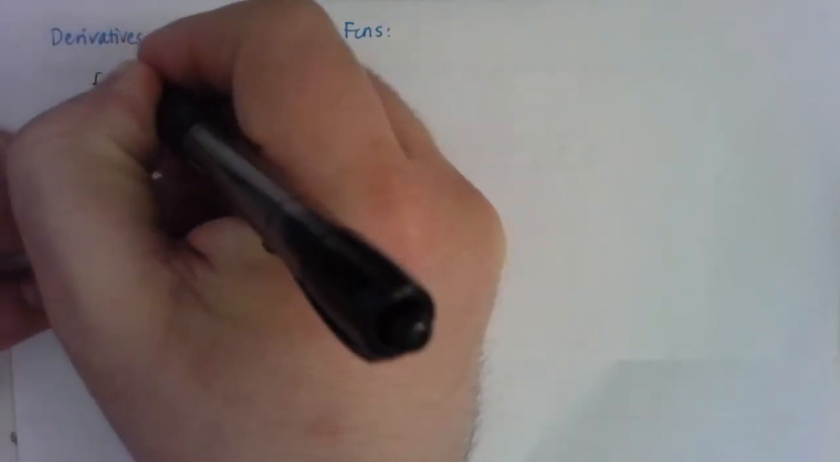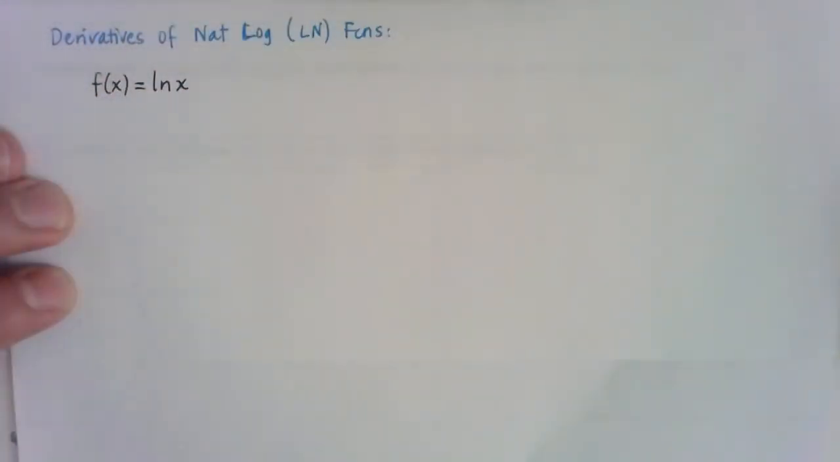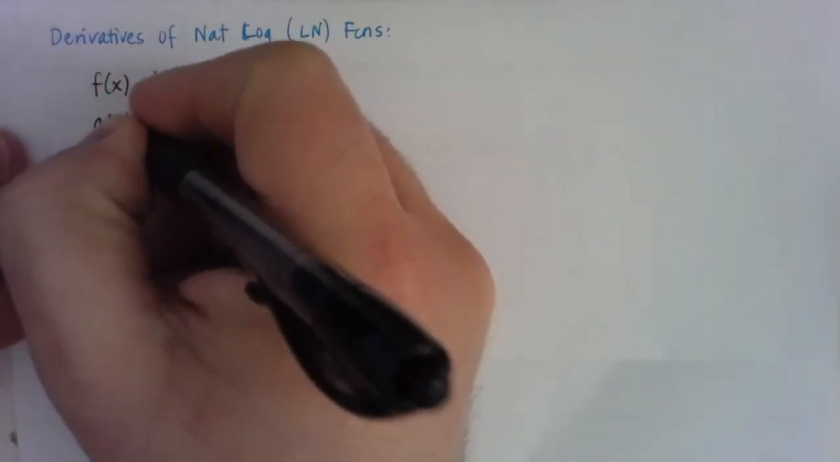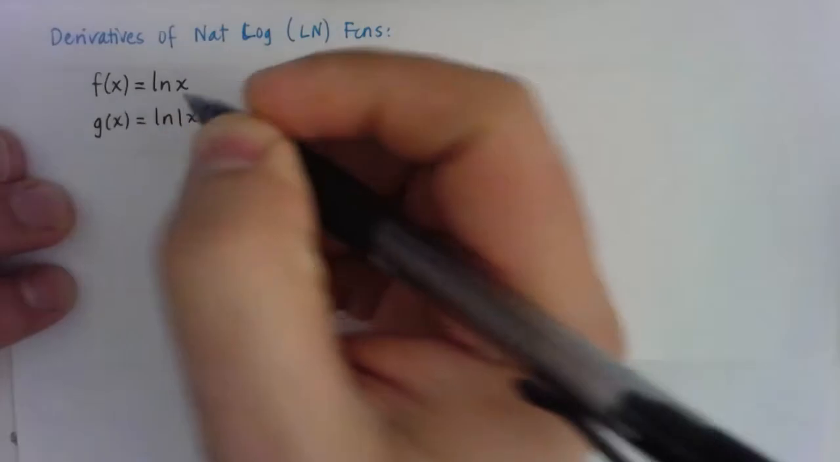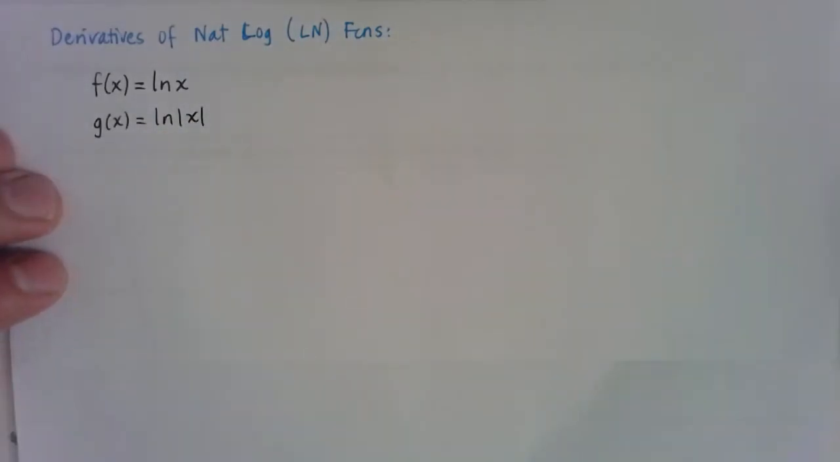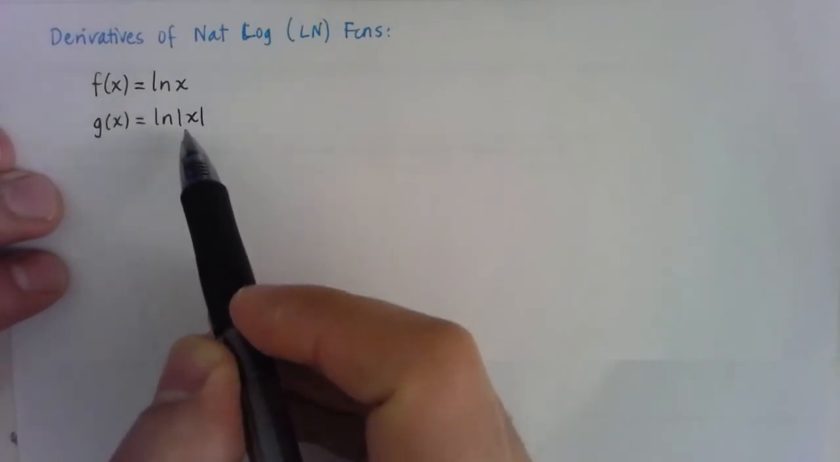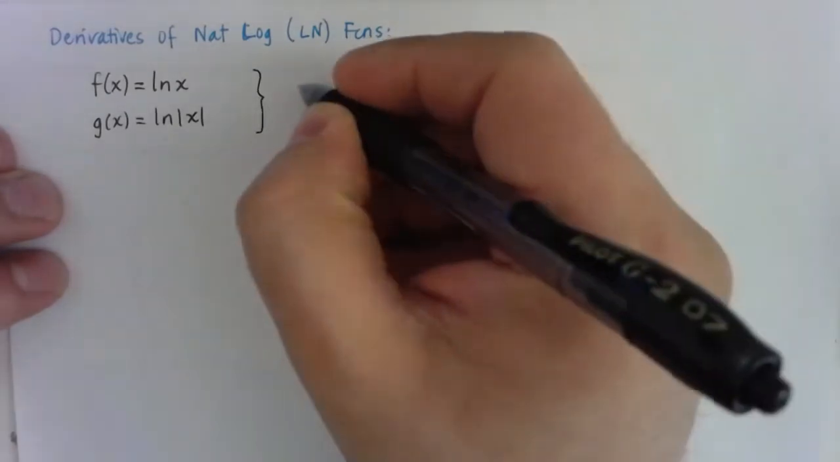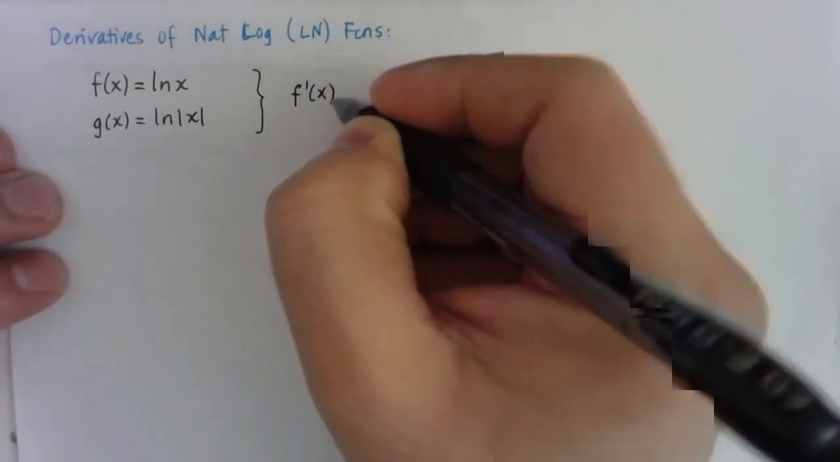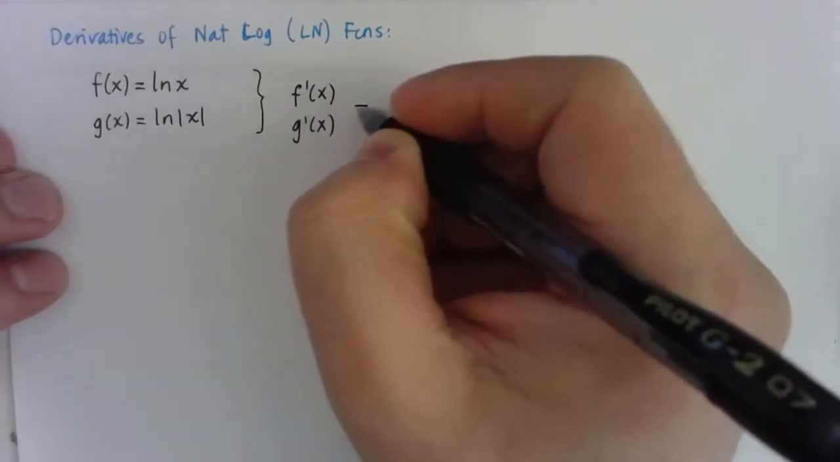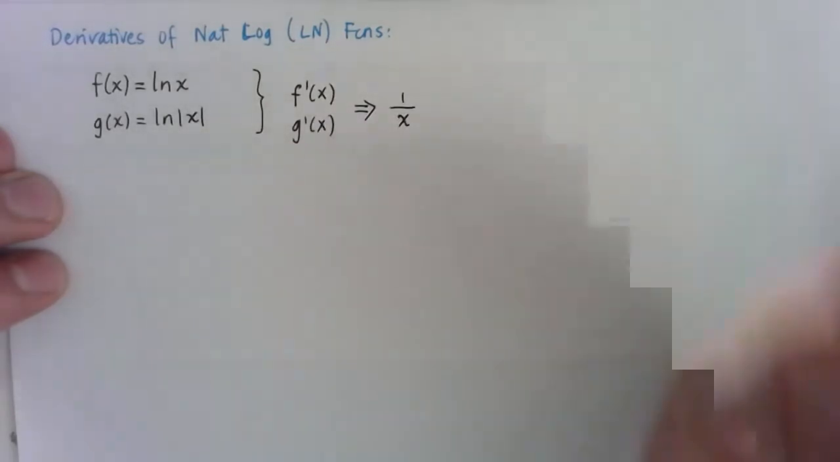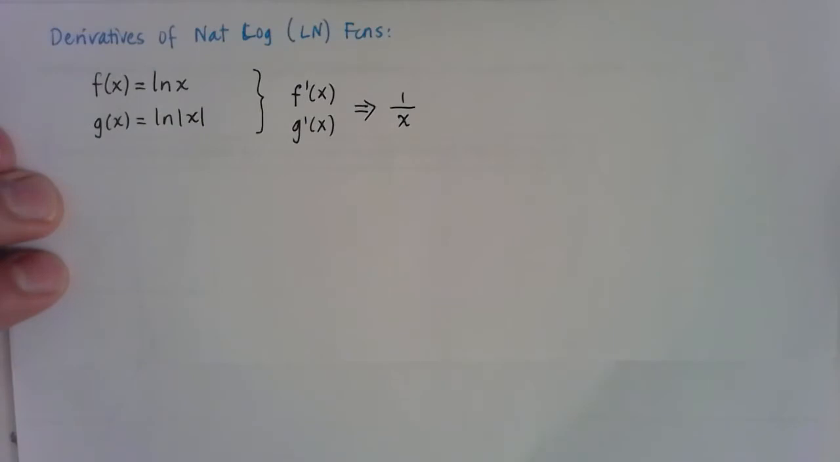The first, the basic function that we know is f of x equals ln x, and you can put g of x equals ln absolute value of x in the same category. They have the same derivative. The difference is that in the first one you can only plug in positive values, and here you can plug in any value for x other than 0. So the derivatives of both functions, f prime of x or g prime of x, are both the same, 1 over x. So that's the first fact that we have. The derivative of ln function is 1 over x.